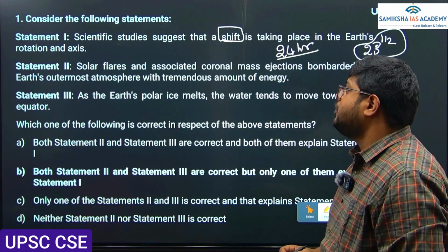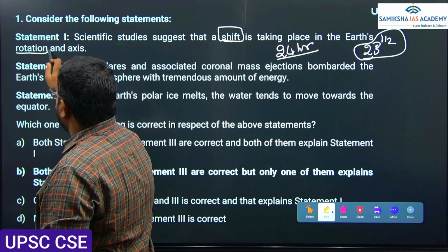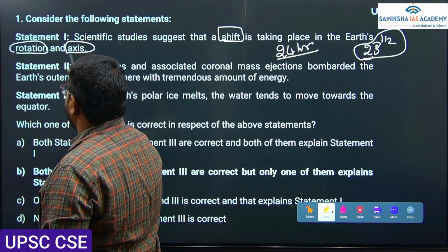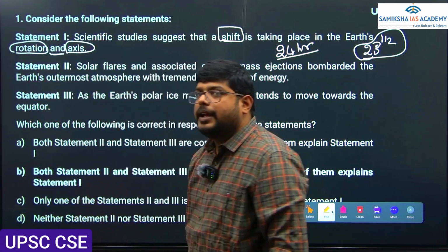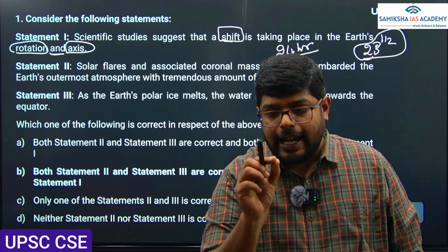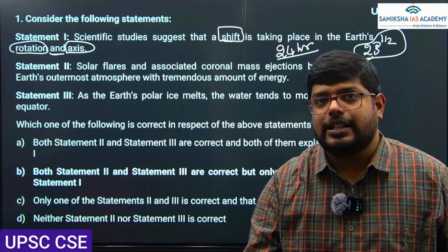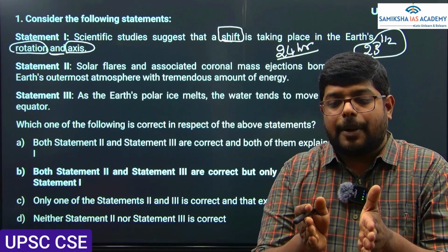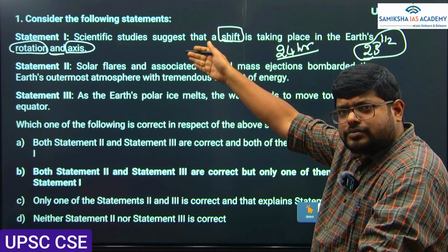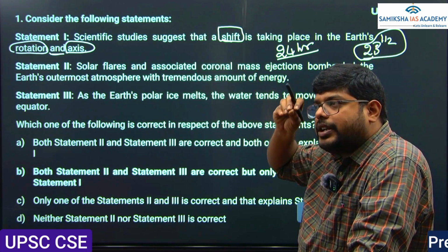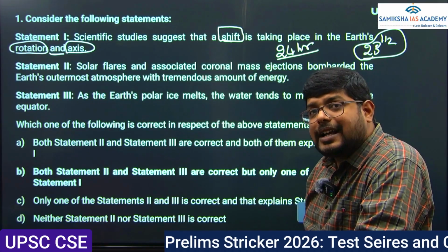What is basic physical geography now? Don't take both rotation and axis. Analyze any one, right? Sometimes it is taken as either this or this, sometimes as this and this, sometimes as both. Here you take either this or this. Rotation of the earth is changing, axis of the earth is changing. We will analyze one. Really, the axis of the earth is changing.